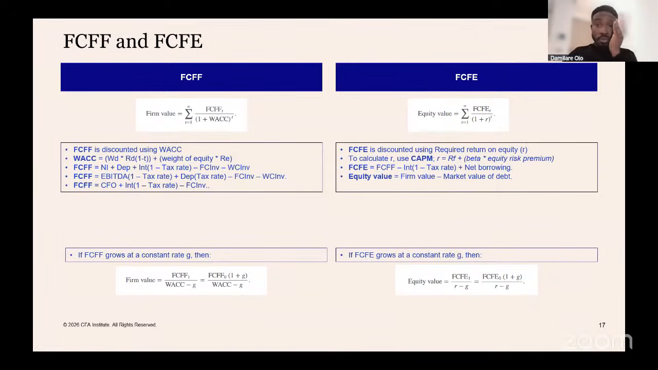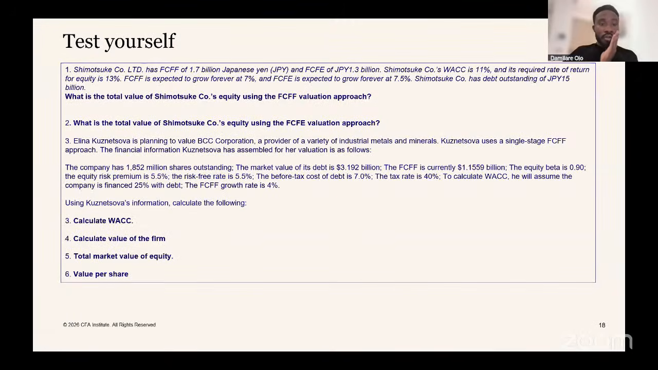Okay. Now, let's quickly solve some questions, and maybe that's where we'll be able to end it. So we have 6 questions here. Question 1: Shimosuk has FCFF of 1.7 billion Japanese yen and FCFE of 1.3 billion.